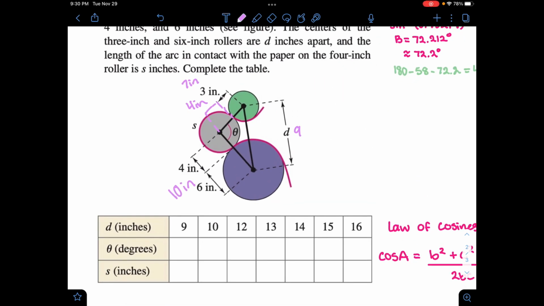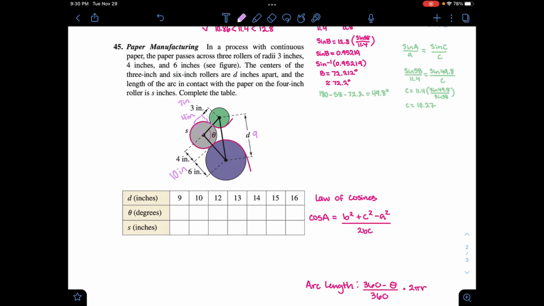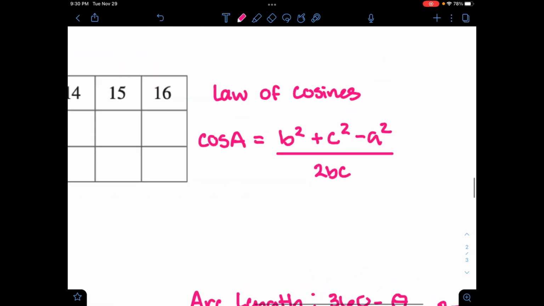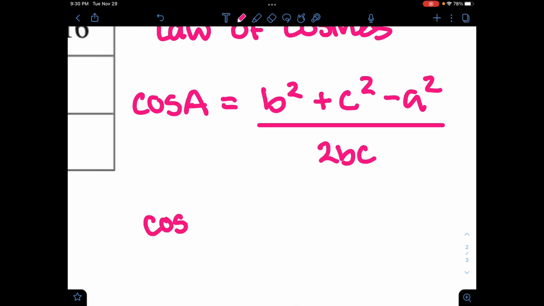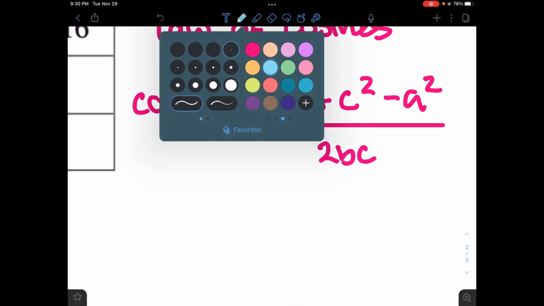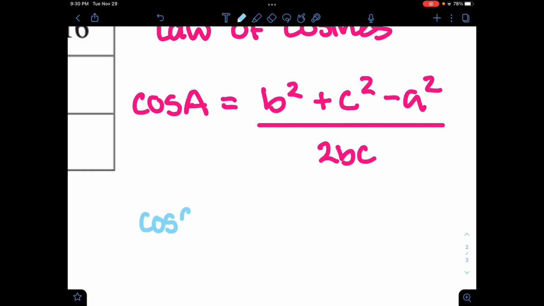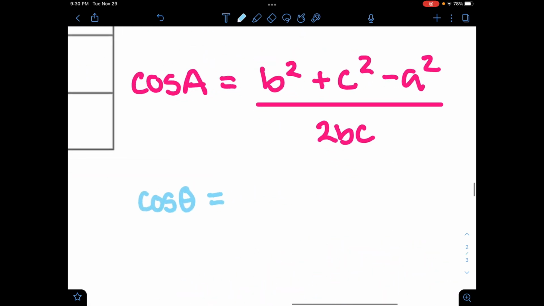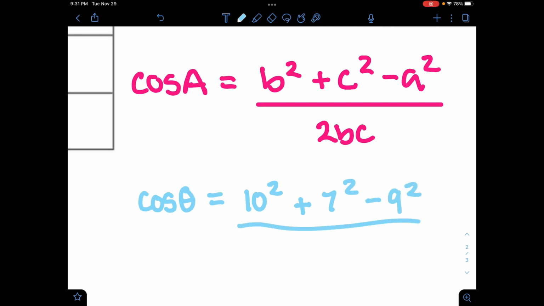So now that we know all of our values, we're going to plug it into this equation right here, which I will show you how. So since we don't really have cosine A, we're going to be putting that as cosine theta. Actually, I'm going to do it in a different color so it's easier for us to follow along. So it's going to be cosine theta equals b squared. So I'm going to use my b squared as the 10. So it's going to be 10 squared plus 7 squared minus 9 squared over 2 times 10 times 7.